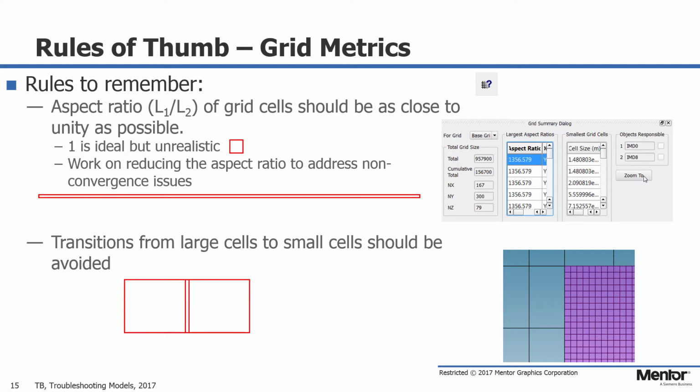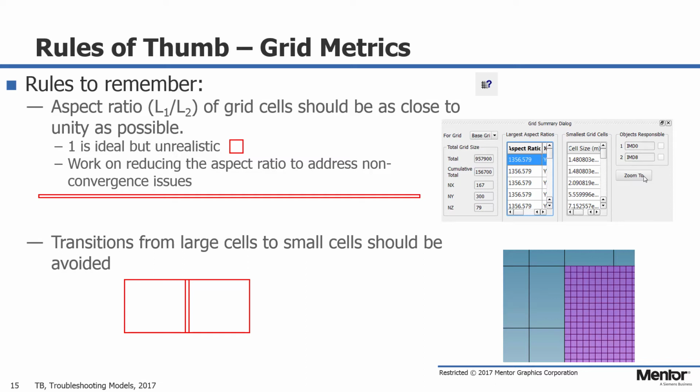Now the aspect ratio of a grid cell is taking the largest dimension of the grid cell and dividing that by the smallest dimension of a grid cell. So a long, narrow, rectangular grid cell will have a high aspect ratio. The ideal case for a grid cell is to have unity as a maximum aspect ratio. Now that is not practical, as that would drive the number of grid cells to an unreasonable number.